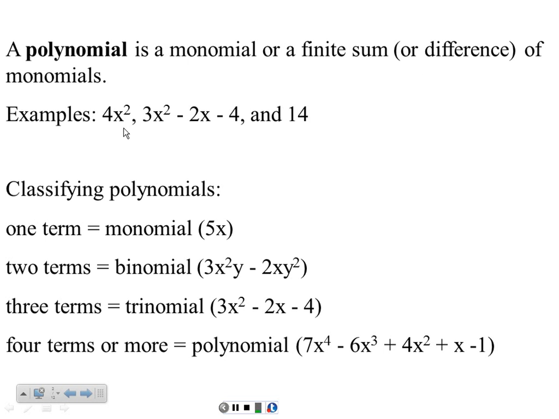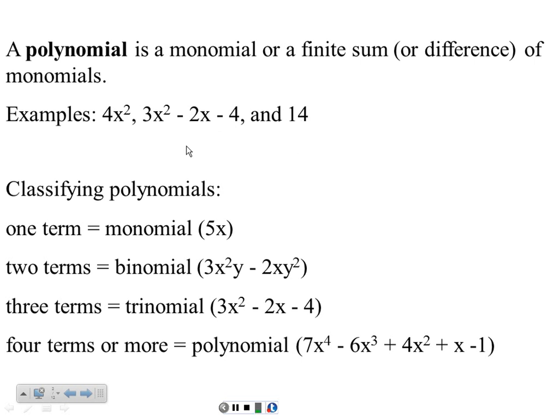So for example, 4x squared is a monomial because there's only one term, no addition and subtraction. 3x squared minus 2x minus 4 is a trinomial because there are three terms, and these terms are separated by these subtraction signs. And then 14, of course, is a one-term polynomial, which is a monomial as well.